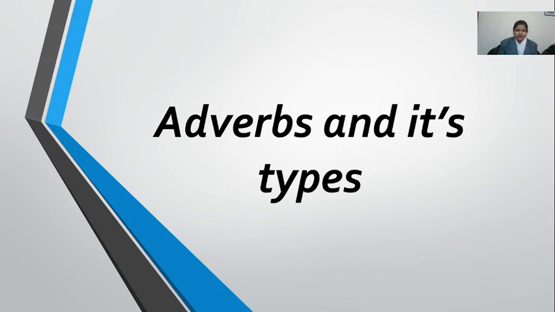Clear to everyone? Now, today in this class, we are going to study the different types of adverbs. Do you remember how many types of adverbs I told you? Yes, they were six. Six types of adverbs I told you. So today we are going to discuss all those six types of adverbs in detail. Clear? So let's proceed toward the class. I'm going to share my screen with you, children.